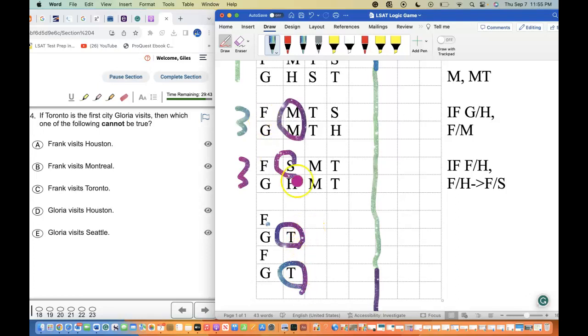So technically I can't put Montreal and Toronto here because then, well, let's see what we could do. So, alright, well, if that's the case, then we're going to go ahead and put M here.